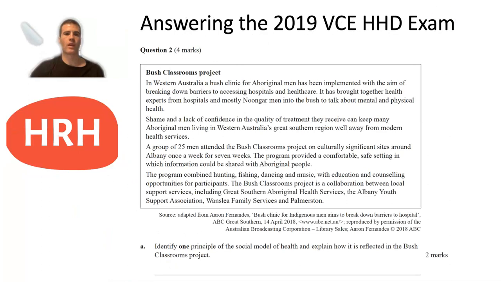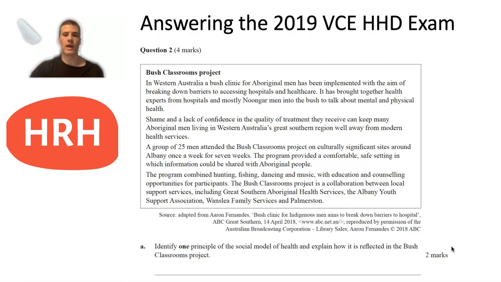So you can see here question 2 in the 2019 exam was worth 4 marks, and it started with a piece of stimulus material, a short case study on the Bush Classrooms project. This was a bush clinic for Aboriginal men in Western Australia, which aimed to break down barriers to accessing hospital and healthcare. And so A, for 2 marks, was asking you to identify one principle of the social model of health and explain how it's reflected in the Bush Classrooms project.